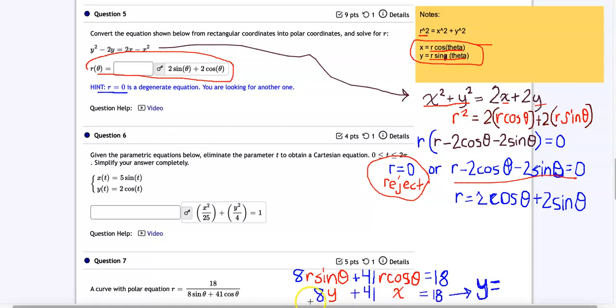And so then I have the equation 8y plus 41x is equal to 18, and then I'm drawing this arrow over here to show you that we need to rewrite this equation in terms of y. So just use your Algebra 1 skills to rewrite this in terms of y. And so the 41x moves to the right hand side, then you divide by 8. Notice that 18 divided by 8 is 9 over 4. Okay, so then that leaves us with question number 6.